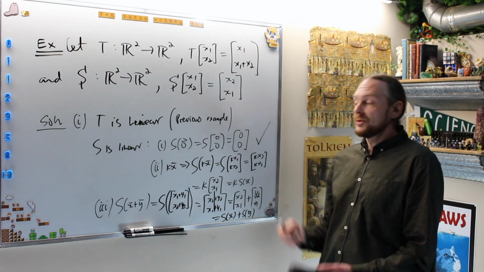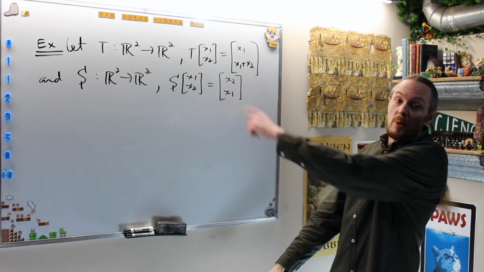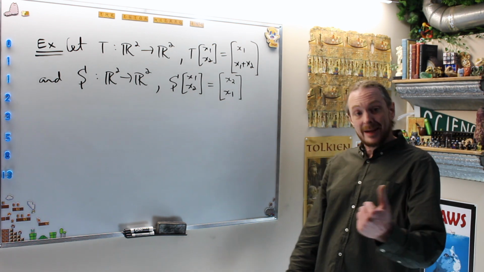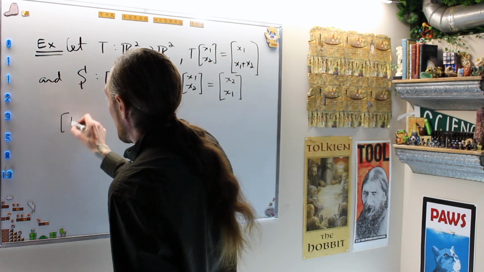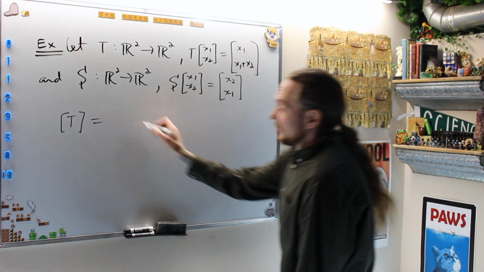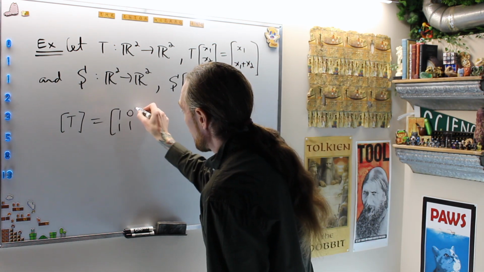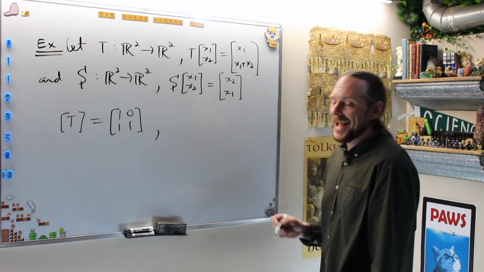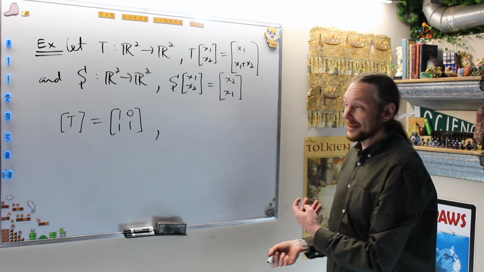S is linear. Check. Now, both S and T are linear, therefore they must have, by our previous theorem, a standard matrix. The standard matrix of T is equal to what? We played the game. 1, 1, 0, 1. Why would I do that again? Go back and use either technique to find this. S I didn't, so I'll show you how to do that again.